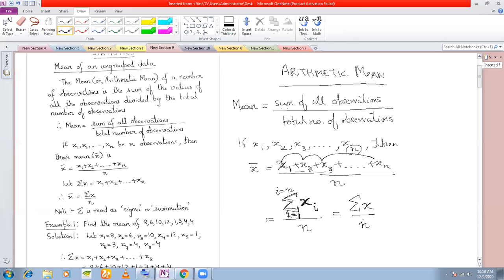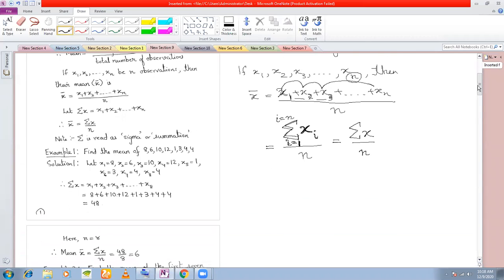Unless each and every student I am picking individually. Suppose I want to pick a student of roll number 22, then I will pick x22. Then I will need the subscript. Otherwise, I don't need that subscript. So that is why I give this notation, sigma x, because x can take any value. x can take either x1, x2, x3, x4, or xn.